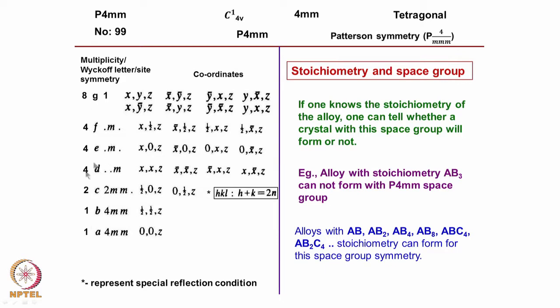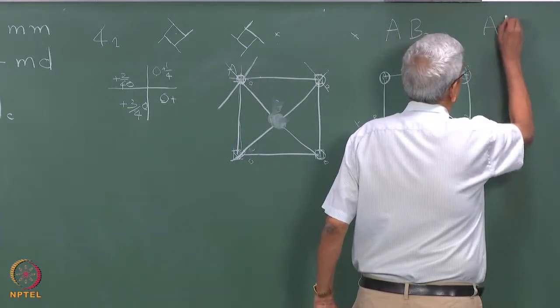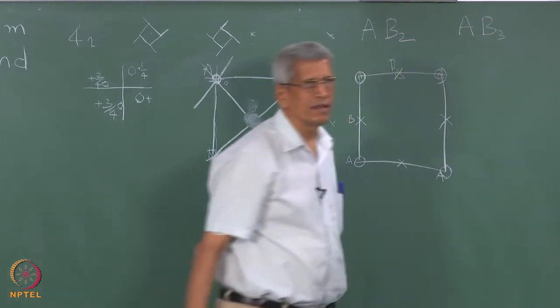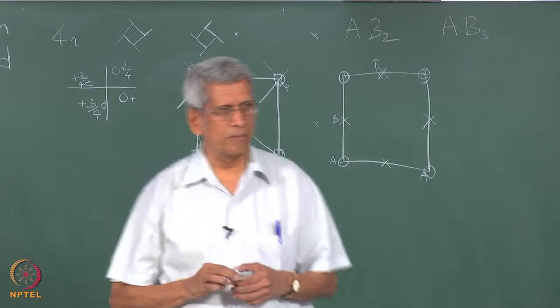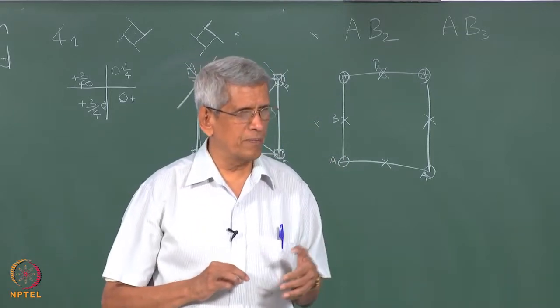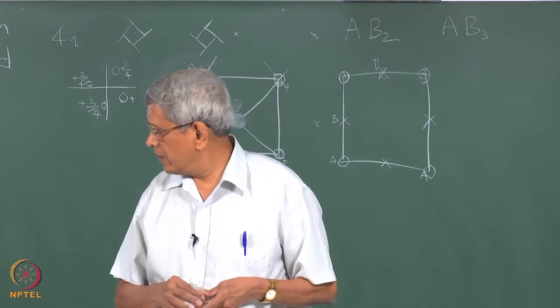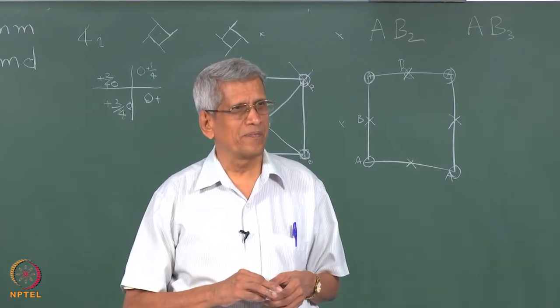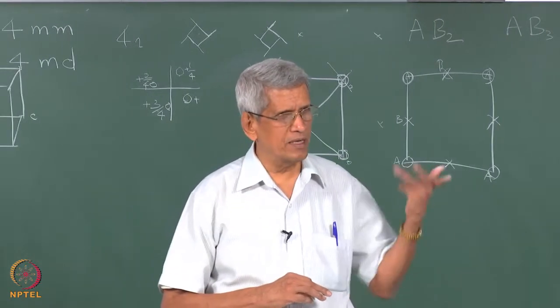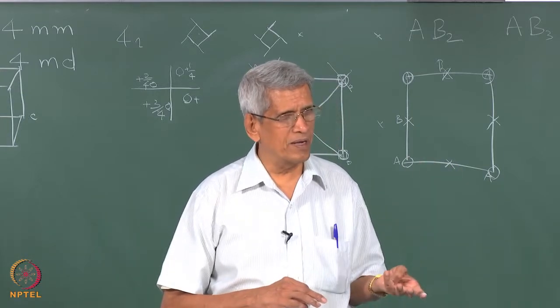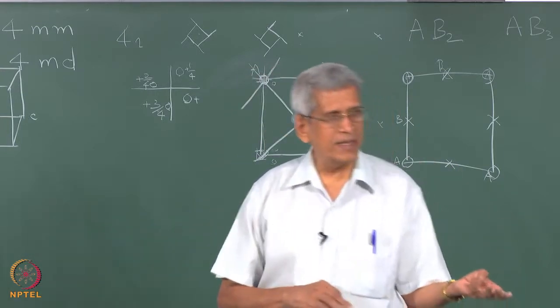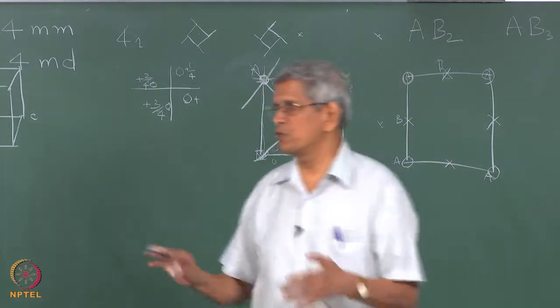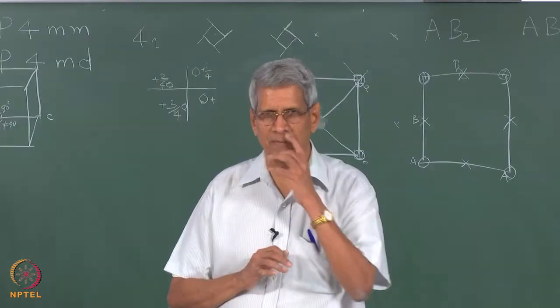And in this particular lattice, suppose I wanted to make an alloy with AB3, that is having the space group 4mm, AB3, is it possible? You look at this table, it is just not possible. We can have AB, AB2, AB4 is possible, AB8 is possible, right? ABC4, there are various combinations which you can try. These are all the ways in which you can build it.